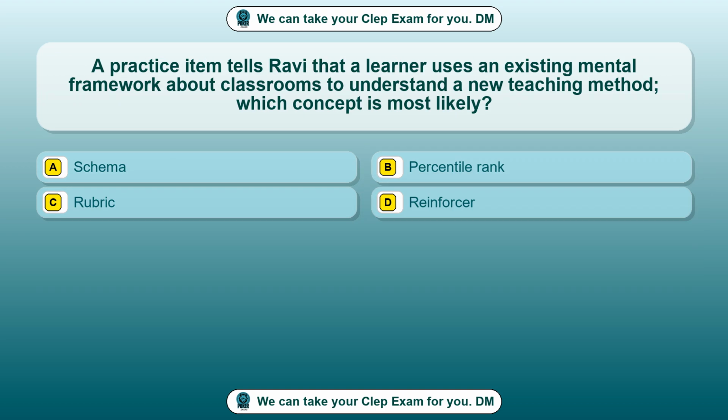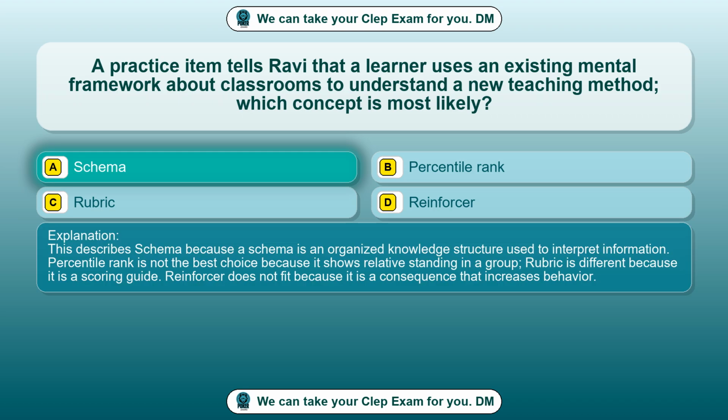Question 44. A practice item tells Ravi that a learner uses an existing mental framework about classrooms to understand a new teaching method. Which concept is most likely? Option A, schema. Option B, percentile rank. Option C, rubric. Option D, reinforcer. The correct answer is option A, schema.